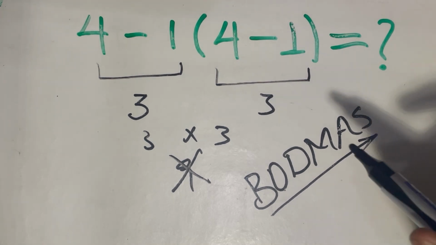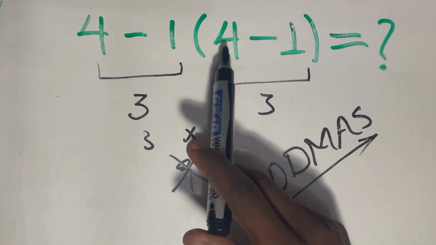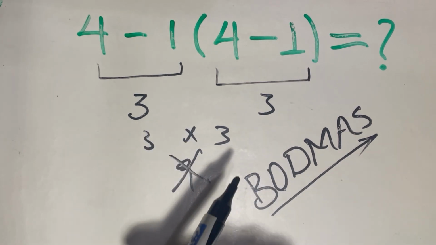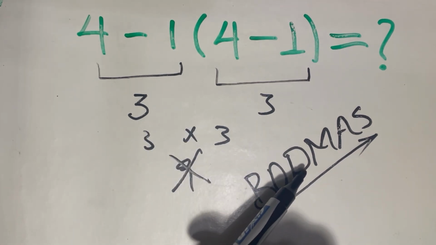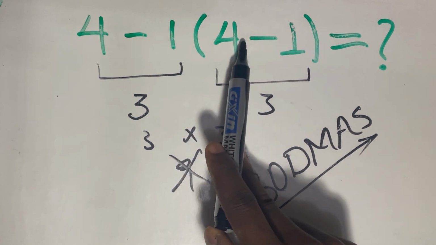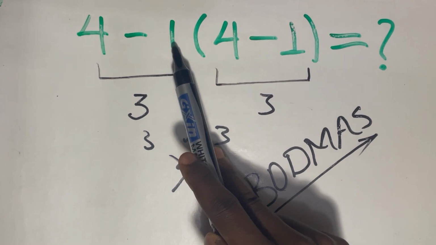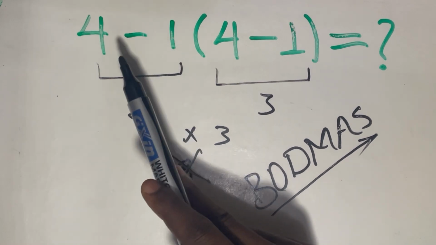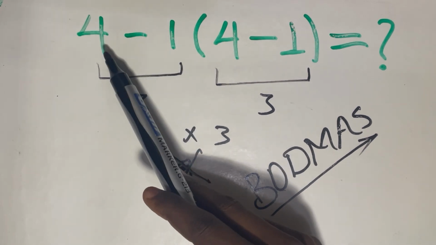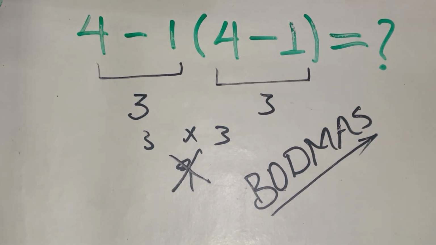So we have to first solve this bracket, then there is multiplication here, so we have to multiply this bracket times this number. Then finally we have to subtract this number from 4. Okay, let's solve this now.